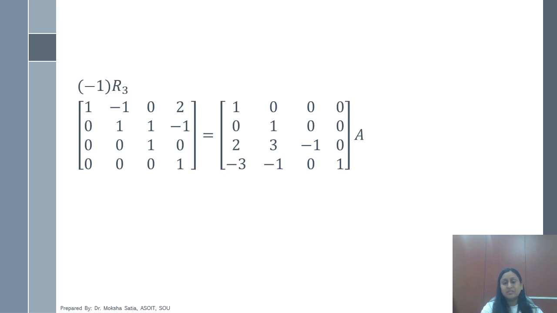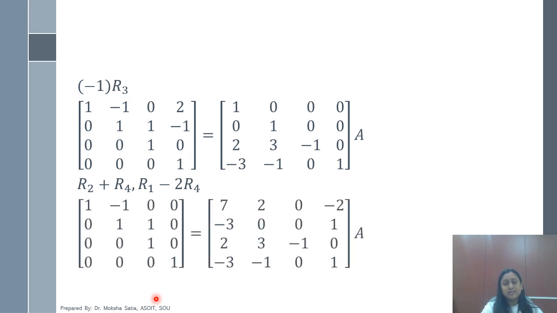Now the left hand side matrix is already in row echelon form, and to convert that matrix into reduced row echelon form we need to focus on our leading ones. So let's start with the last leading one, which will make all other elements 0 in that column, but in the third row it is already 0. That's why we'll focus on R1 and R2 only, and the operation will be R2 minus R4 and R1 minus 2 R4. We'll change the first and second row to 1 minus 1 0 0, 0 1 1 0 respectively for the left hand side, and for the right hand side we'll have 7 2 0 minus 2, minus 3 0 0 1.